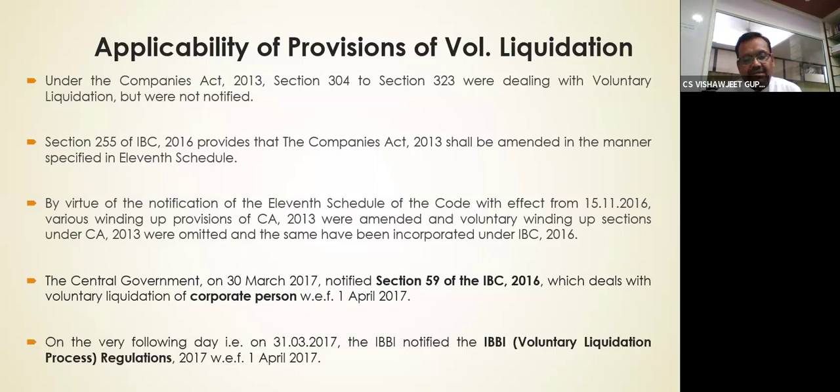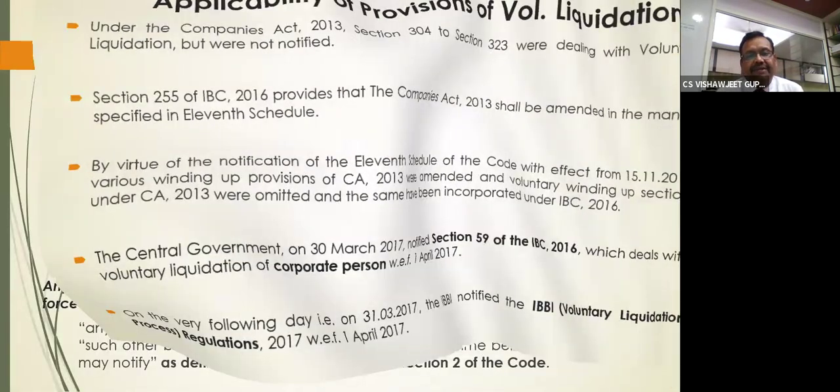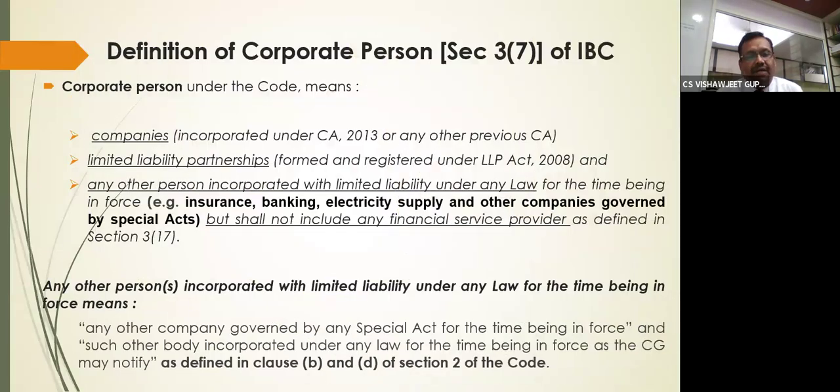And on the very next day, on 31st March 2017, IBBI notified the IBBI voluntary liquidation process regulations 2017 with effect from 1st April 2017. So Section 59 as well as the voluntary liquidation process regulations have been notified and made effective with effect from 1st April 2017. Right. Now, what is the definition of corporate person?